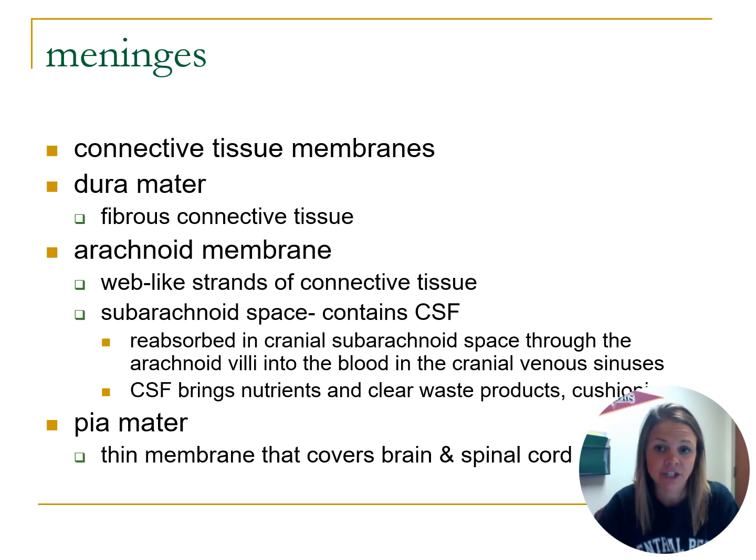There's 3 layers of tissue that cover the brain and spinal cord called meninges. The outermost layer is the dura mater and lines the skull and the vertebral canal. The innermost layer that goes around the brain and the spinal cord is called the pia mater.